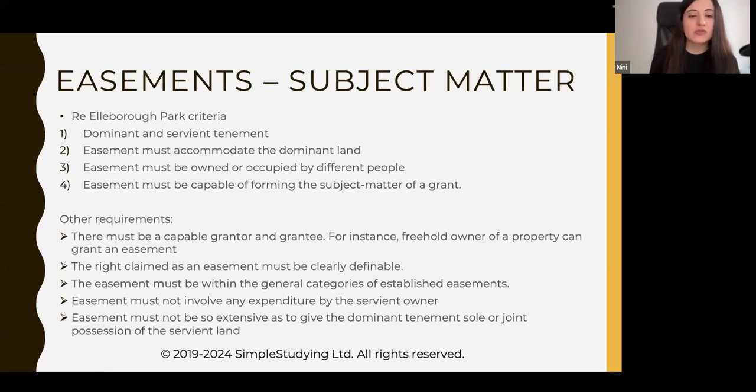Finally, easement must not be so extensive as to give the dominant tenement sole or joint possession of the servient land. Easement is just a right to access the property, but not such an extensive right to give that person sole or joint ownership. So you cannot just take over the property altogether. You have a right to access the property for a certain thing if you have an easement, but you can't just own that property and prevent the owner of that servient tenement from using that property.